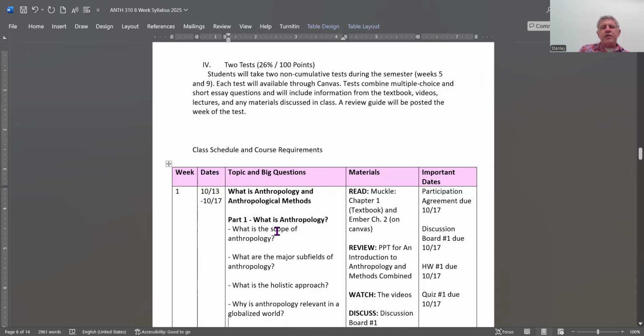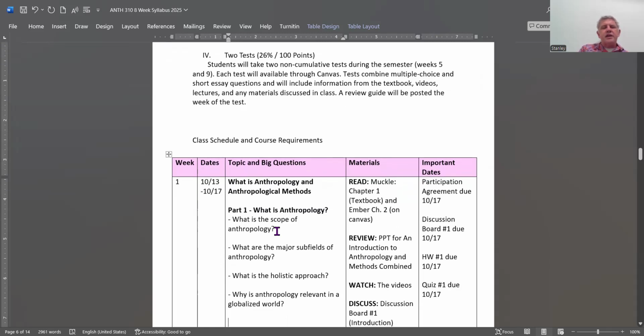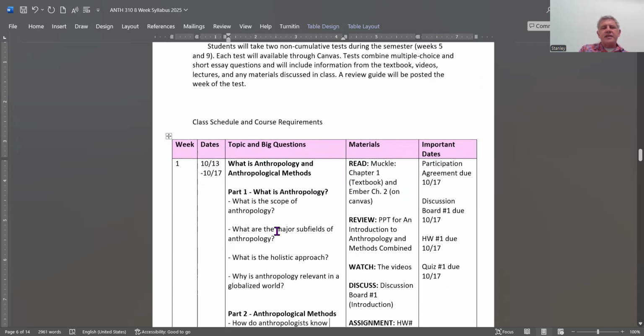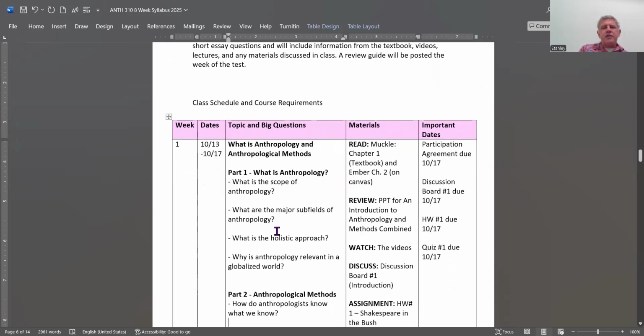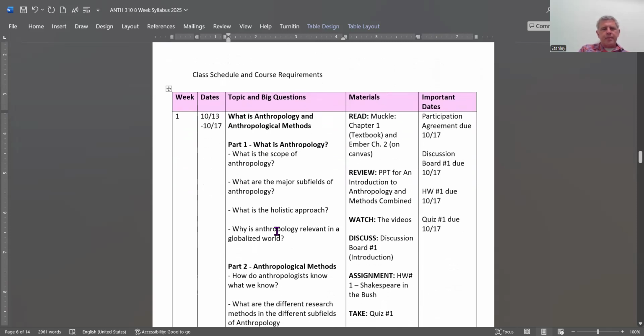Each test is available through Canvas. It combines multiple choice questions with short answer essays, and it will draw on all the material from the class, including lectures, textbooks, videos, and anything else posted in the Canvas module. I've also posted a review guide in those modules to help you get ready for the test.